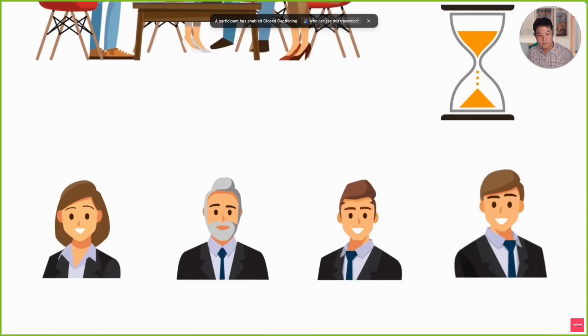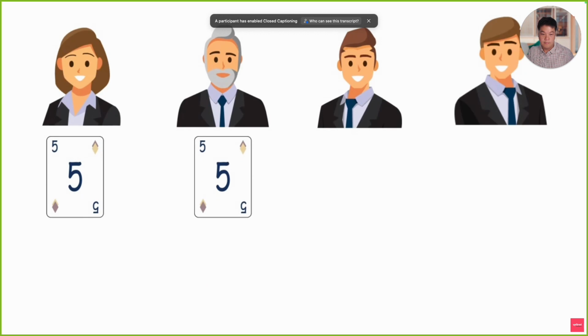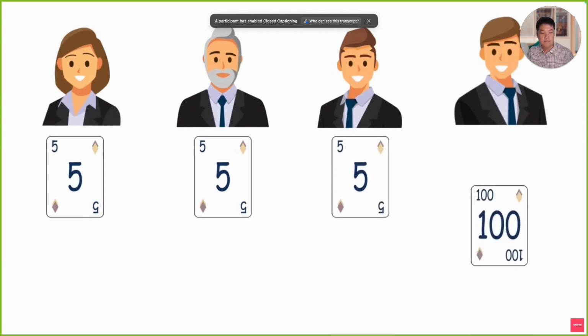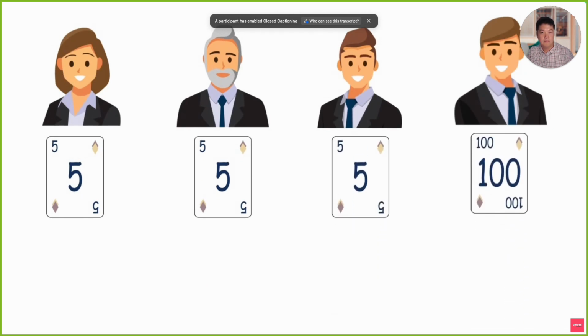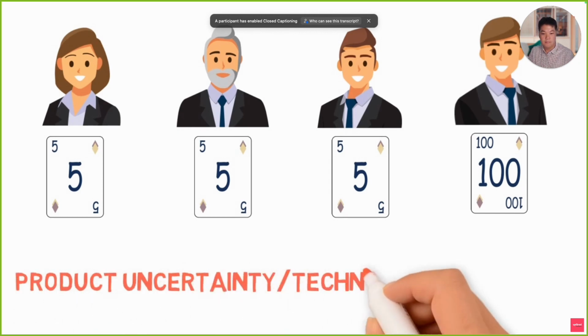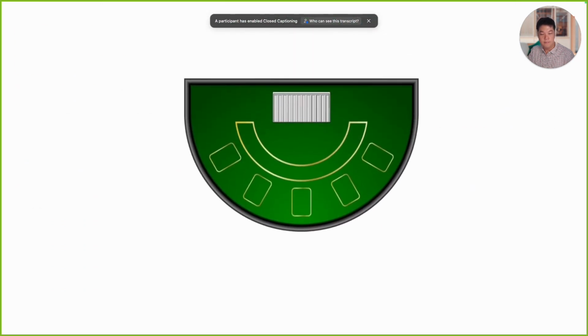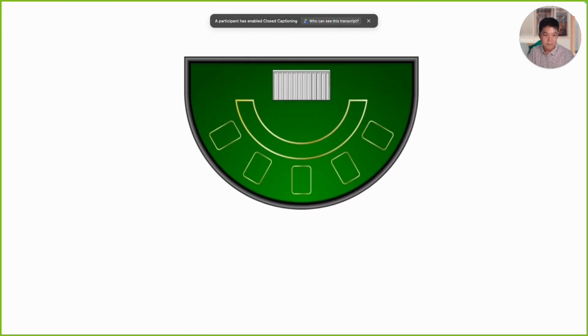If the difference between the estimates is very large, for example 3 out of the 4 people are holding 5 and 1 person is holding a 100, then there is clearly either a product uncertainty or technical uncertainty regarding the task. In such a case, it is better to put the story aside and come back in the next meeting after doing proper research. So this was how you play planning poker for Agile estimation and planning.